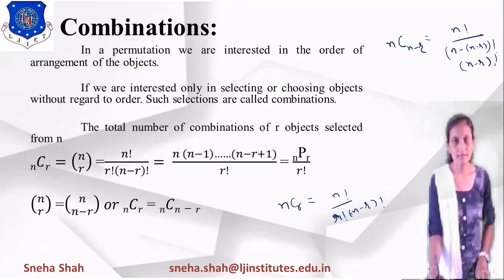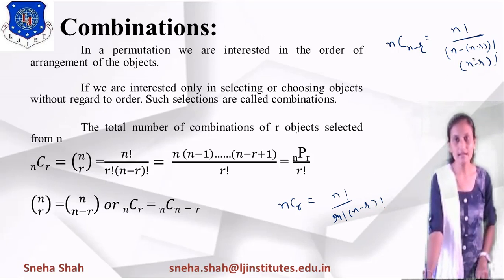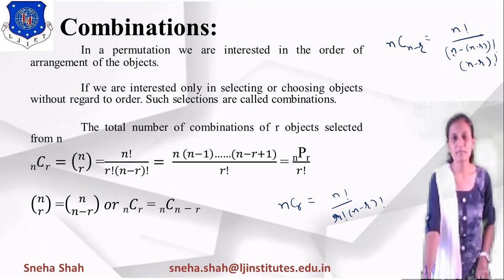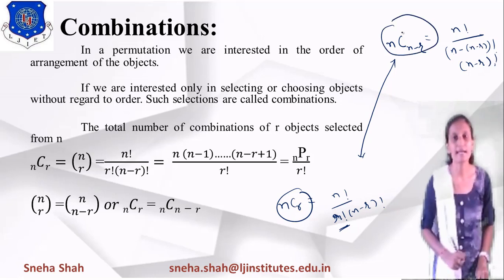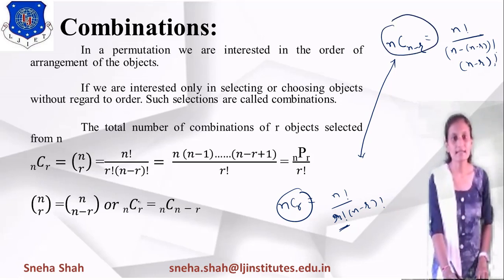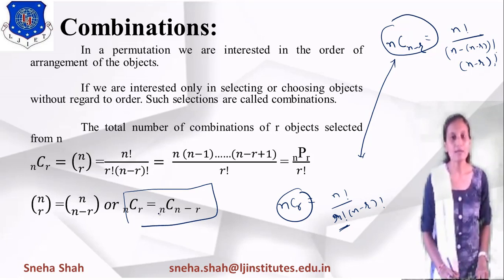Simplifying this term, N minus N cancels out, and minus minus becomes plus R, so it is R factorial, and the second term is N minus R factorial. From these two equations, you can see that NCR equals NC(N minus R). So we write this equation as NCR equals NC(N minus R).